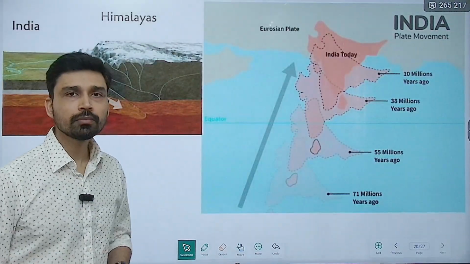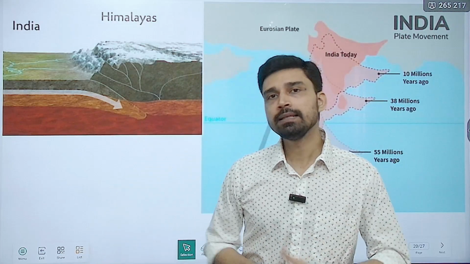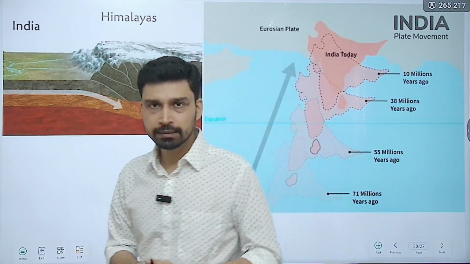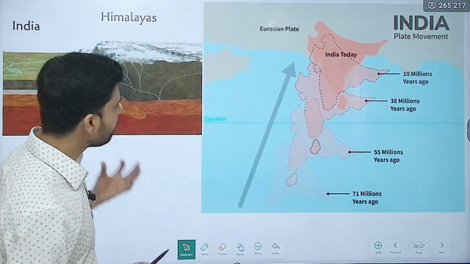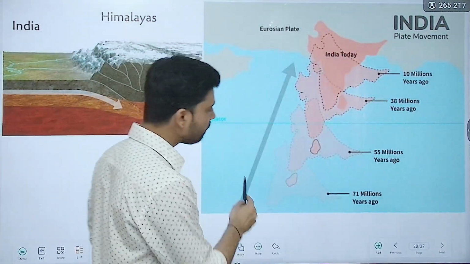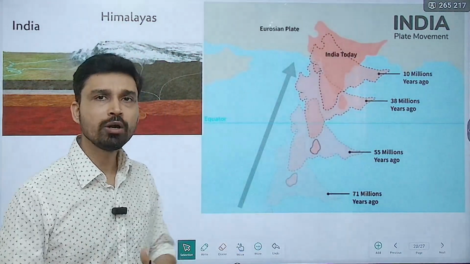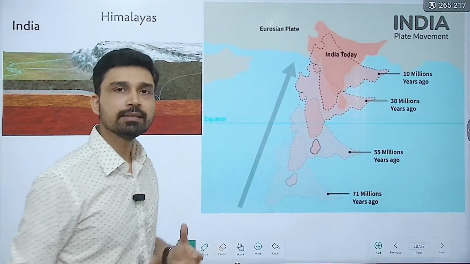Now the question comes: why are we witnessing so many earthquakes in the northern part of India? The reason is the movement of the Indian plate toward the Eurasian plate. For example, we know that many million years back, the Indian plate was part of a landmass called Gondwanaland that was in the southern hemisphere.